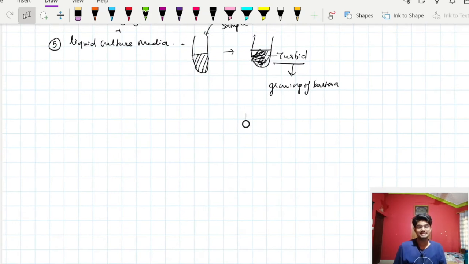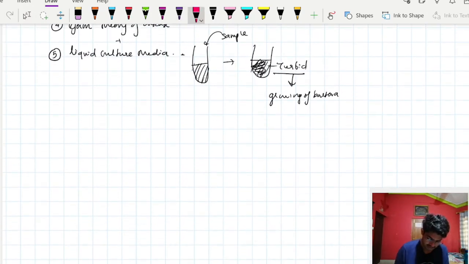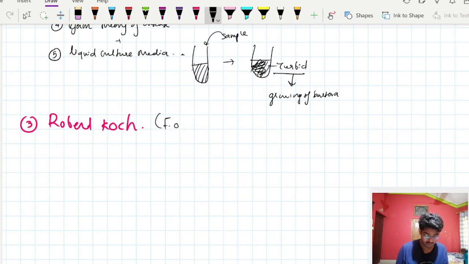So next scientist is none other than our famous Robert Koch. Let us get into third scientist. Robert Koch is famous for Koch postulate. Okay, so he is also known as what? Father of bacteriology.